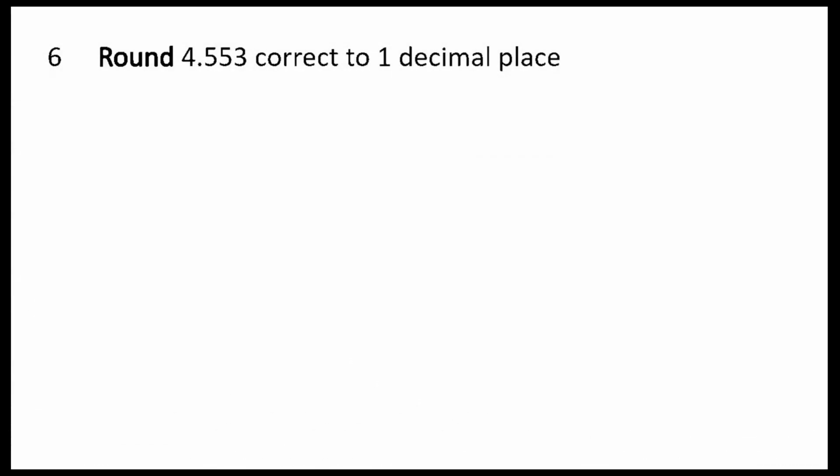For question 6, we're asked to round to 1 decimal place. So what I'm going to do is rewrite my number to start off with, which is 4.553. If I want 1 decimal place in my answer, I therefore need to go to my decimal place and count 1 space and then put a line to cut it off. Now, my answer is either going to remain as 4.5, or this digit at the end is going to go up and become 4.6. And how we decide is by looking at this number to the right of my line.